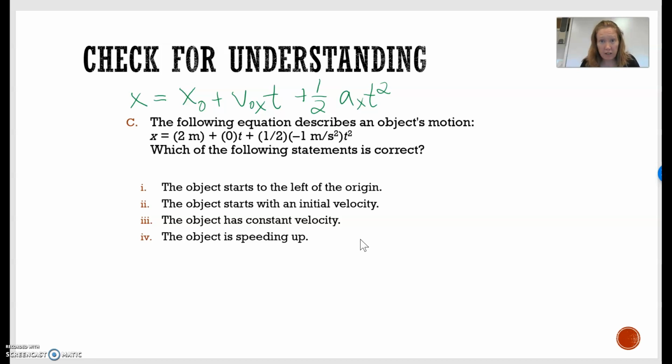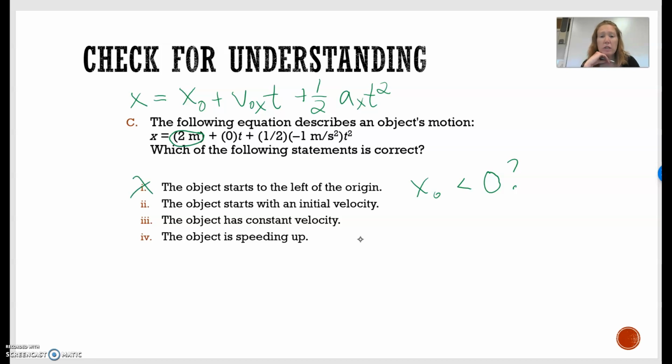The object starts to the left of the origin. Well, another way to say that is x0 less than 0? Left of the origin means a negative number. And when we talk about the position relative to the origin, that's really talking about x. Okay, well, if I look at this value of 2 meters, that's a positive number, so that's to the right of the origin. Okay, that one's out.